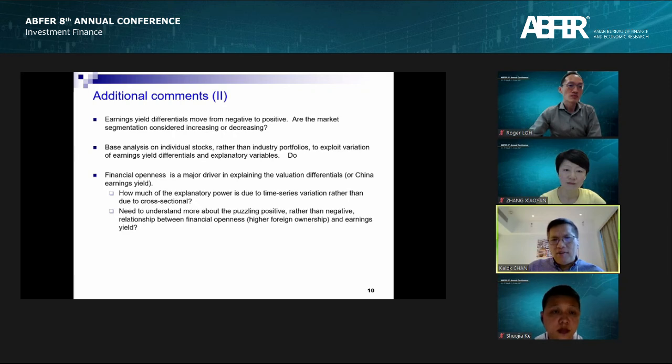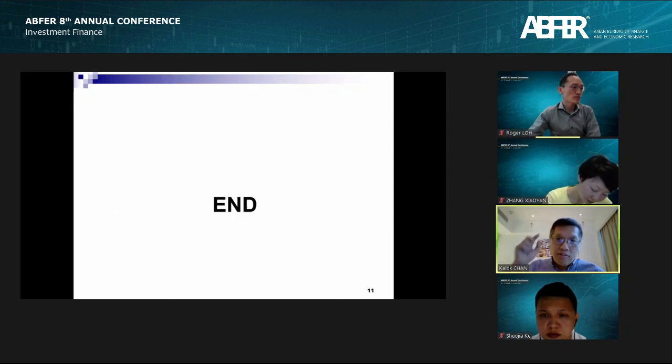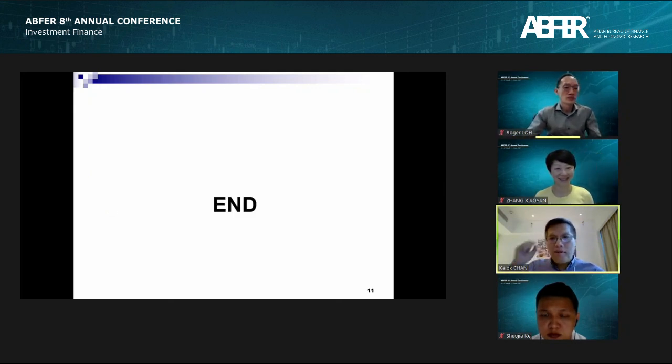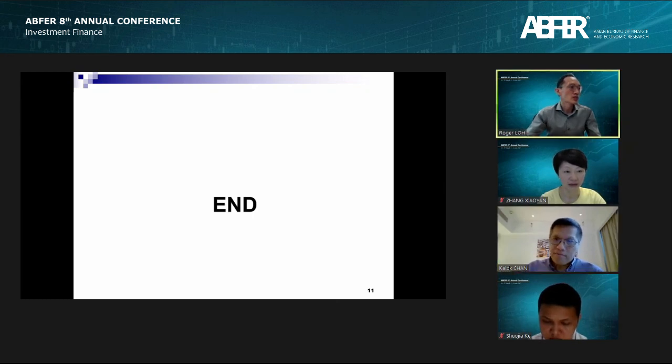We still don't understand the reason, but I think a lot of studies should understand further how the increased participation of foreigners will actually reduce the valuation of the China market. Of course, it is probably making valuation more reasonable, but the mechanism behind it, we probably would want to understand more. I think that's all I have. Overall, I really enjoyed reading the paper, and I learned quite a lot from the analysis. Thank you very much.